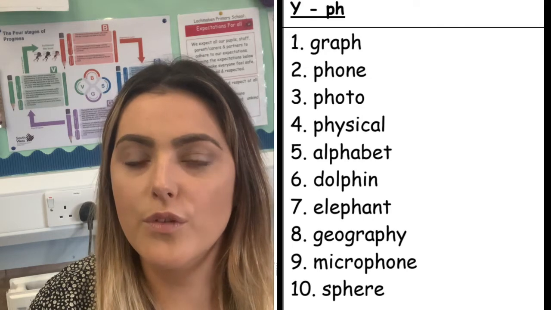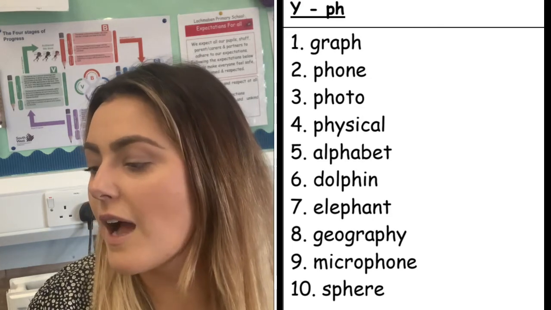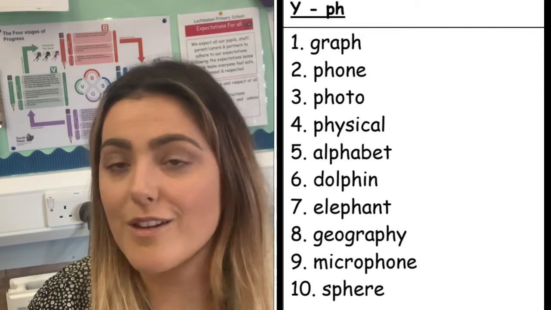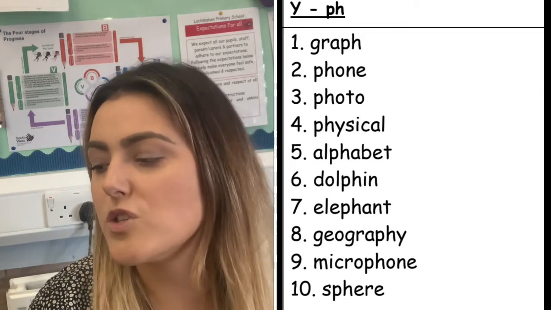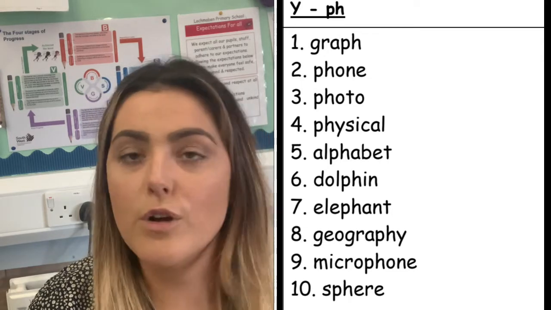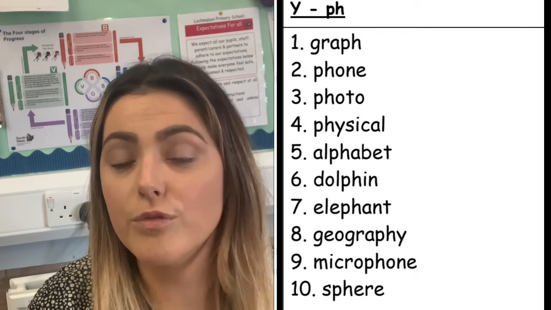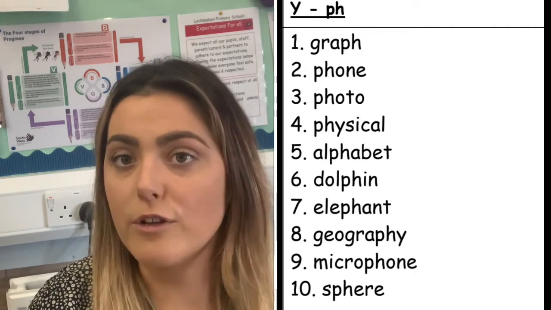Now sphere is obviously a 3D circular object, but sphere, I would say, and physical are the 2 in there that are really, really commonly misspelled. So please make sure when you're learning them, obviously you're learning all of them, but that you're really concentrating on making sure you have got those 2 correct because they are really commonly spelled wrong.